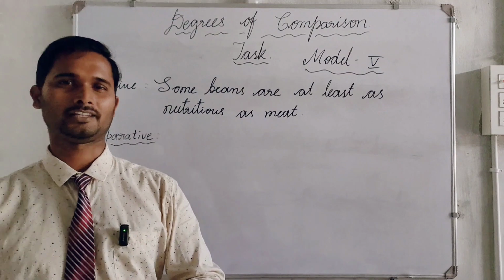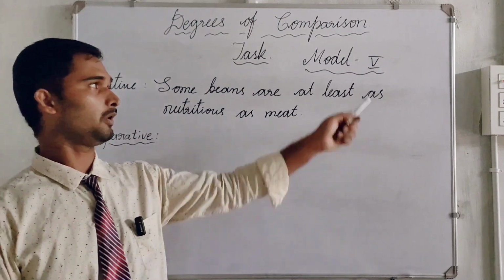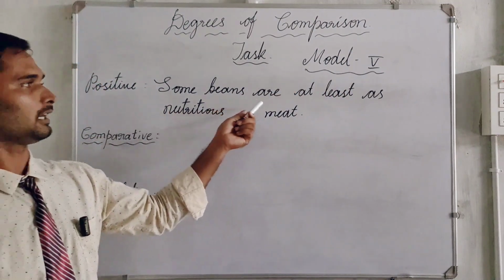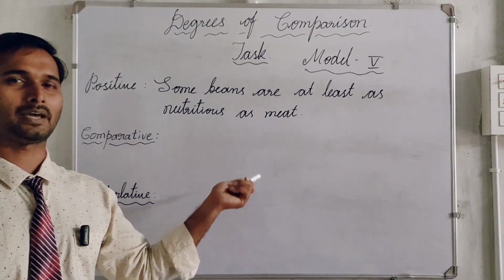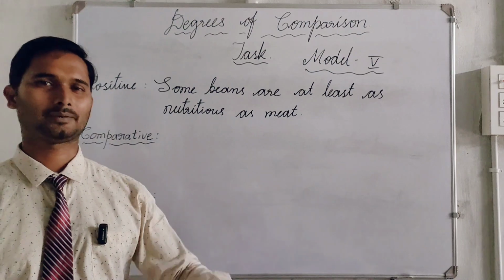Let me check how far you understood the degrees of comparison models. Model number 5, positive: Some beans are at least as nutritious as meat. Can you get the answers of the comparative and the superlative? Answer them in the comment box.